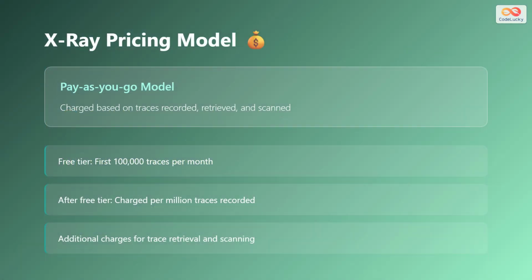AWS X-Ray uses a pay-as-you-go pricing model, which means you only pay for what you use. The service charges you based on the number of traces that are recorded, retrieved, and scanned. There's a generous free tier that includes the first 100,000 traces per month at no charge. After you exceed the free tier, you are charged per million traces that are recorded. There are also additional charges for trace retrieval when you query your traces, and for scanning operations when you analyze trace data. This flexible pricing makes X-Ray accessible for applications of all sizes, from small projects to large-scale enterprise systems.